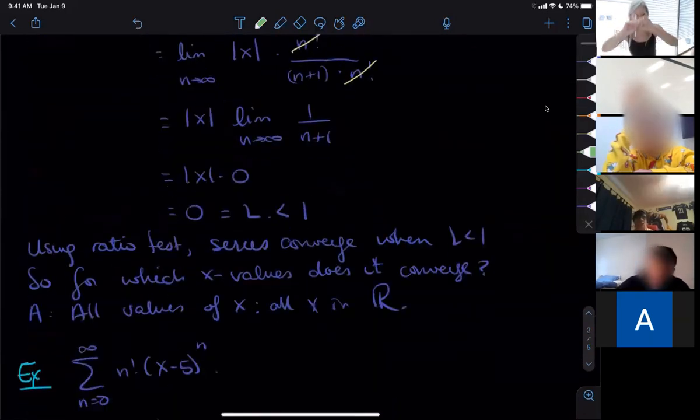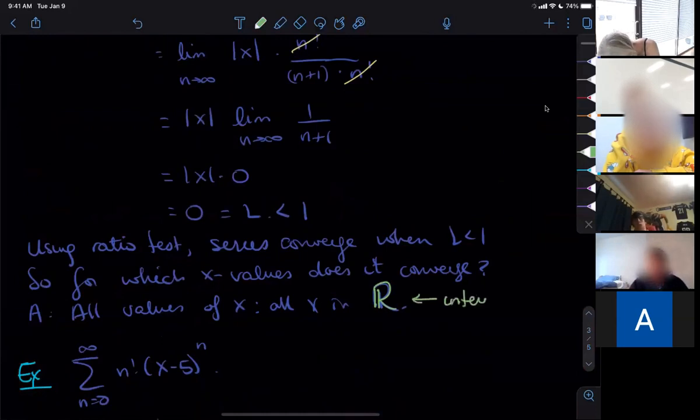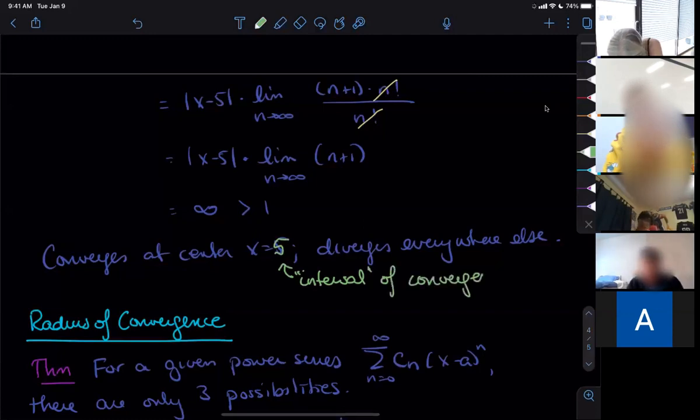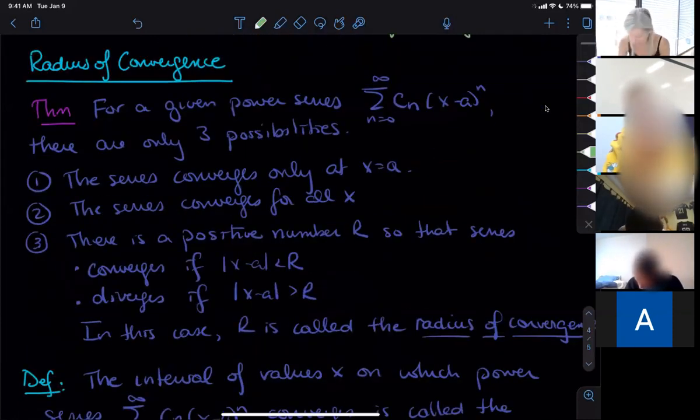Yeah, the interval of convergence, it's sort of an infinite sized interval. It covers the entire real line. So here, R is the interval of convergence. And here, it was just the number 5. It doesn't really seem like an interval. It's sort of an interval of size 0. You're just at the origin only. I mean, you're just at the center only. So it's weird to call it an interval, but we do. Okay, so those are the 3 things that can happen. That's it.